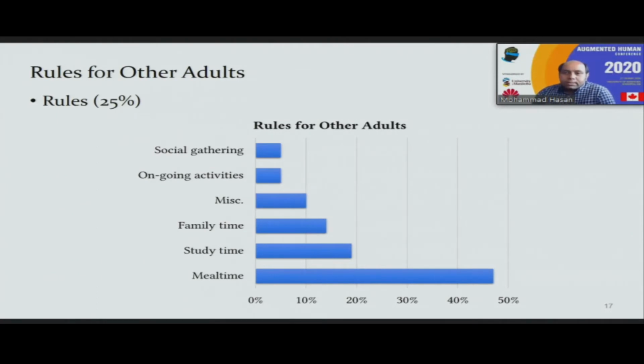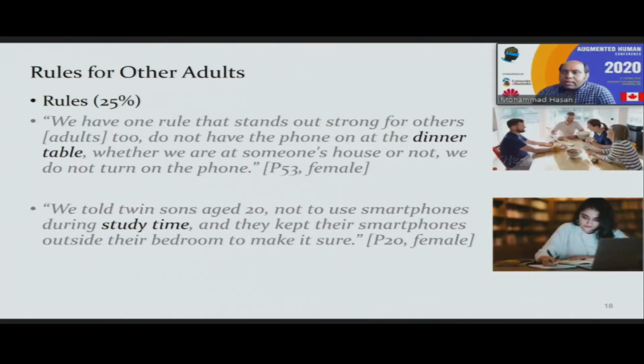They mentioned, as you can see in this figure, that mealtime and study time are the two common contexts where people have rules to restrict co-located smartphone usage. And there are some codes where they specifically mentioned that they want to make sure that during the study time, no one is using a cell phone, so that they are focused on their study. And they also gave some evidence that they do it manually. For instance, to ensure study time, they ask their children or older adults to put the smartphone out of their study room or out of the bedroom and so on.